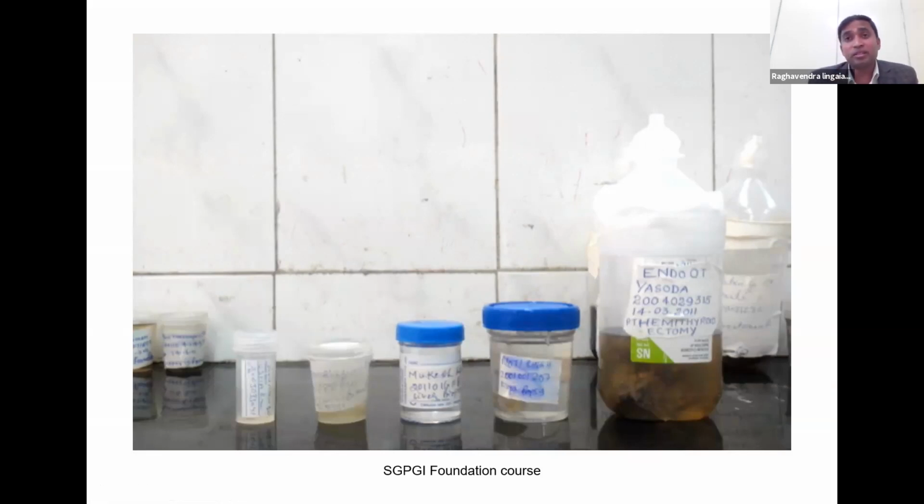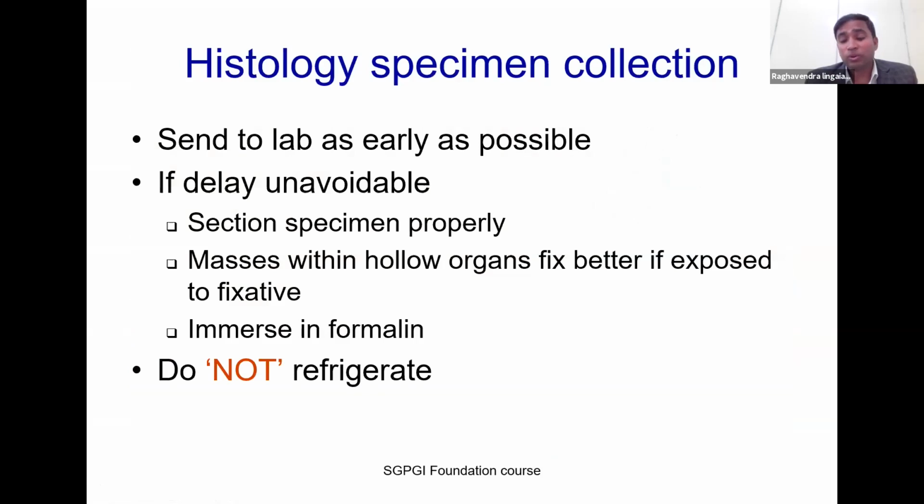So use appropriate containers and appropriate volume, that is at least 10 to 20 times. And if it is a very huge organ or a hollow organ, try to make incisions so that the formalin gets into it and fixes it properly. And please don't refrigerate the sample, because it leads to a lot of artifactual changes and makes interpretation difficult while doing reporting.